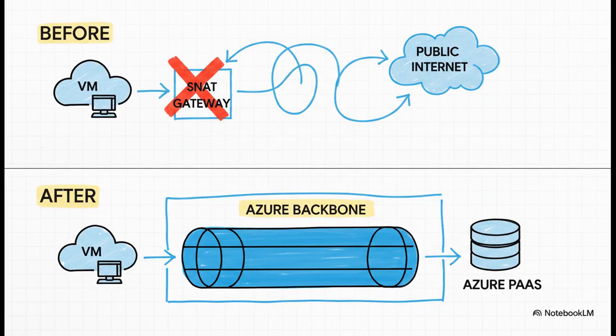And here's a pro tip, a more advanced strategy. Sometimes you can just sidestep the entire problem. If you're connecting from your VM to another Azure service, like Azure SQL or Blob Storage, you should be using Azure Private Link. What this does is it routes your traffic over Microsoft's own secure backbone network, not the public internet. And since the traffic never goes out, there's no need for SNAT, which means there's zero risk of port exhaustion.